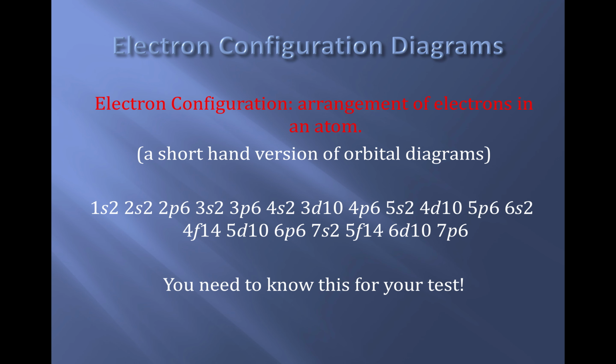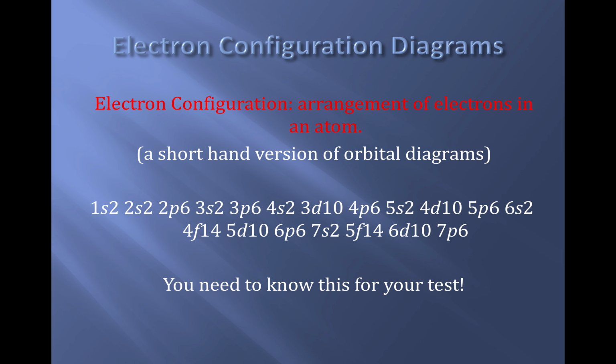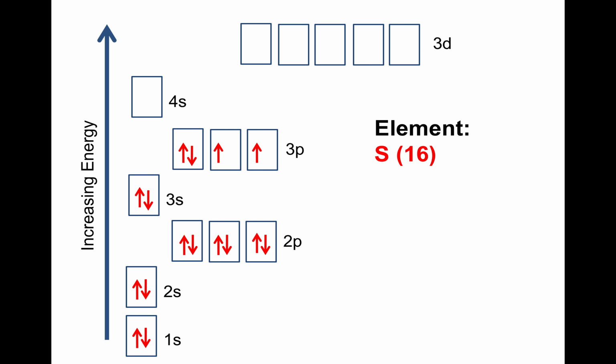So that was an orbital diagram. Now we're going to talk a little bit about electron configuration. So electron configuration is basically a shorthand version of an orbital diagram. So essentially this is the map, and now this is just going to be the written directions. It says that you need to know this long, crazy list for your test. That is true, but the good news is you don't need to memorize it. I'm going to show you over the next couple of videos and days how to figure this out using the periodic table.